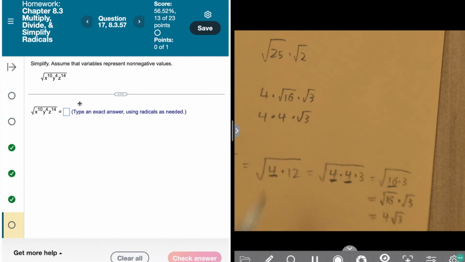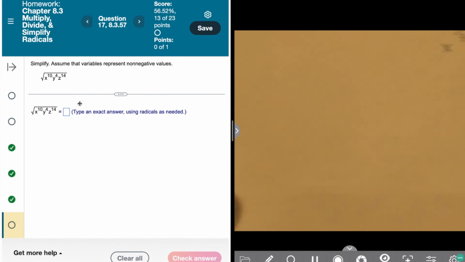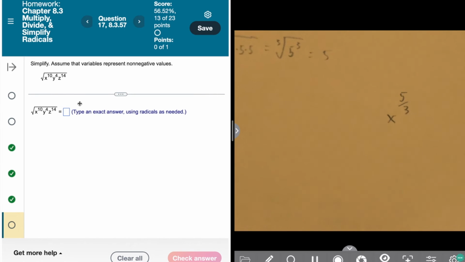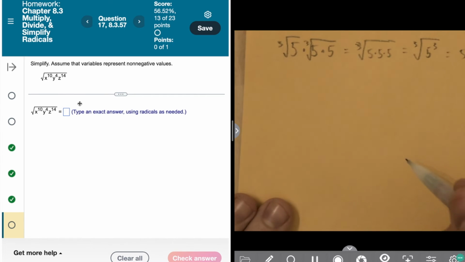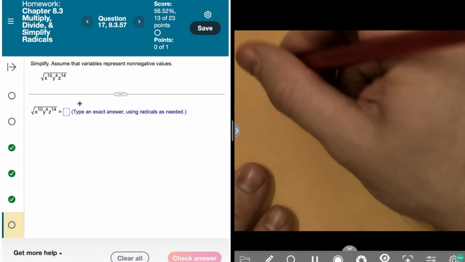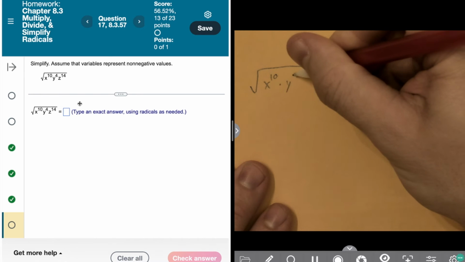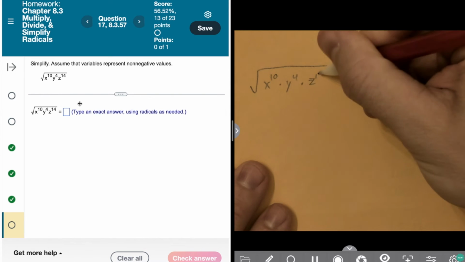And here we go. It's time to put algebra into the mix. This is a tricky section. Again, the idea is think about improper fractions and maybe mixed numbers. So what's going on here? Well, we've got multiplication going on. We've got x to the 10th, essentially times y to the 4th, times z to the 14th.